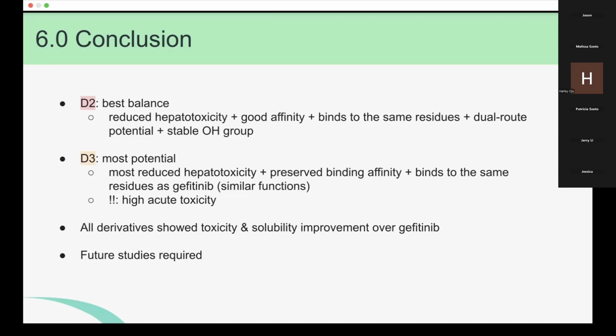So all five of my new derivatives showed some level of improvement in toxicity and solubility compared to the original drug. This shows that we can use structure-based design to make better cancer drugs, but future steps will include lab testing, clinical validation, and exploring new structures to better achieve these goals.